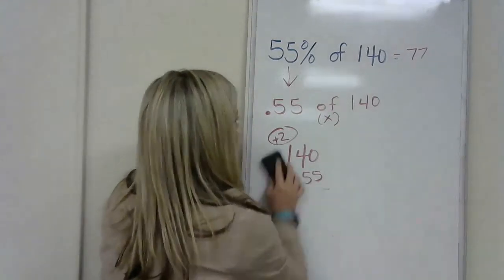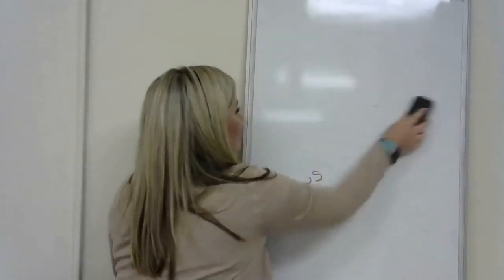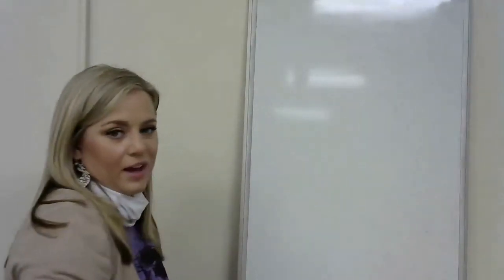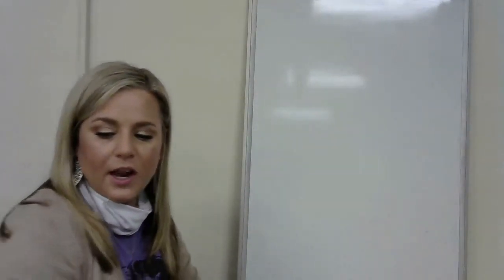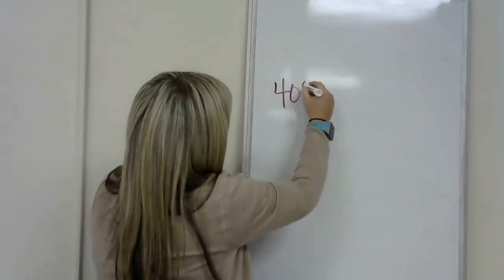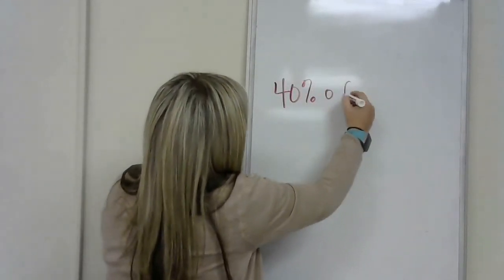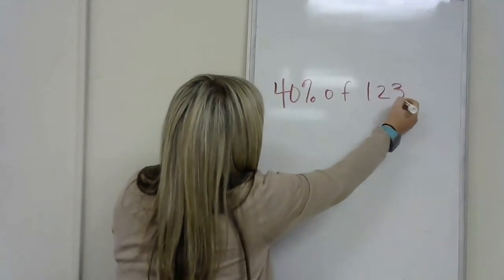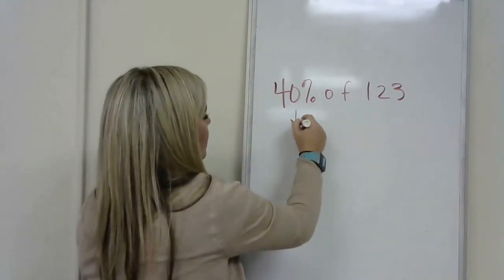Next, I'm going to do some fairly easy ones, and then we'll get kind of harder. We're going to do 40% of 123. 40% of 123. Now, I'm going to turn this to a decimal.